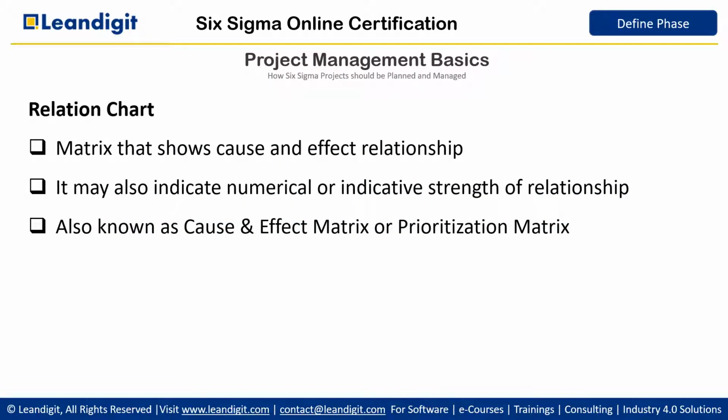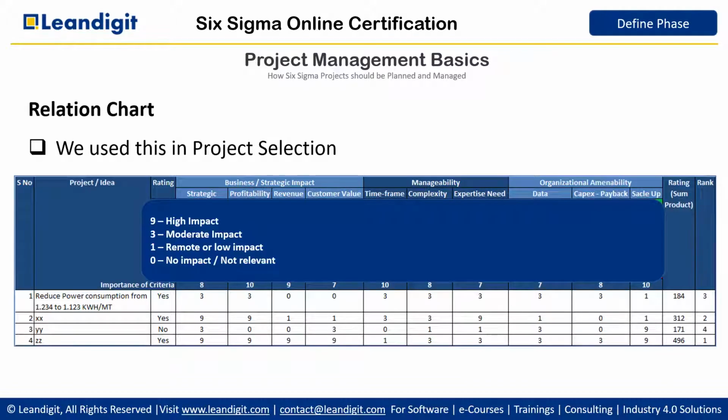Now we go to the relation chart. We saw in the matrix that we are not able to give a value which actually shows overall which is the best supplier or which plant is the best. We are giving it based on our observation. If we give some value to this, it is called a relation chart. It is also called a cause and effect matrix or prioritization matrix, very commonly used in Six Sigma projects.